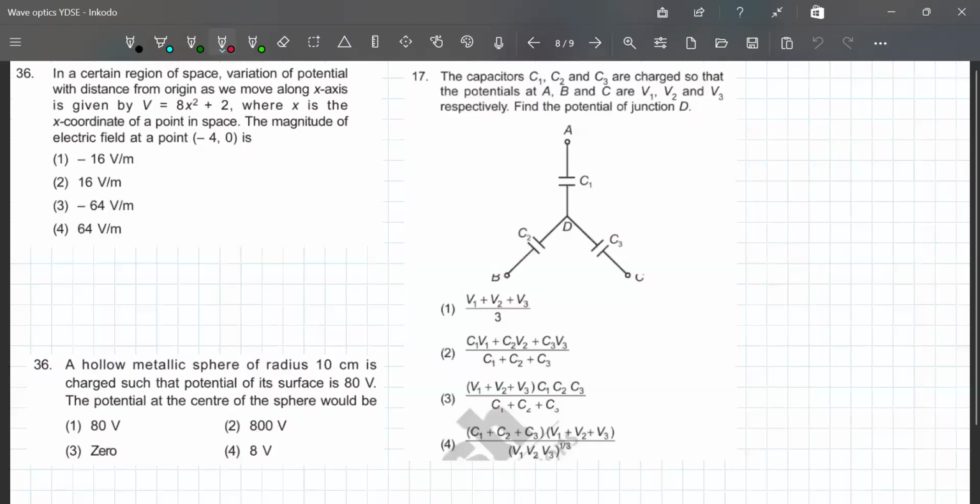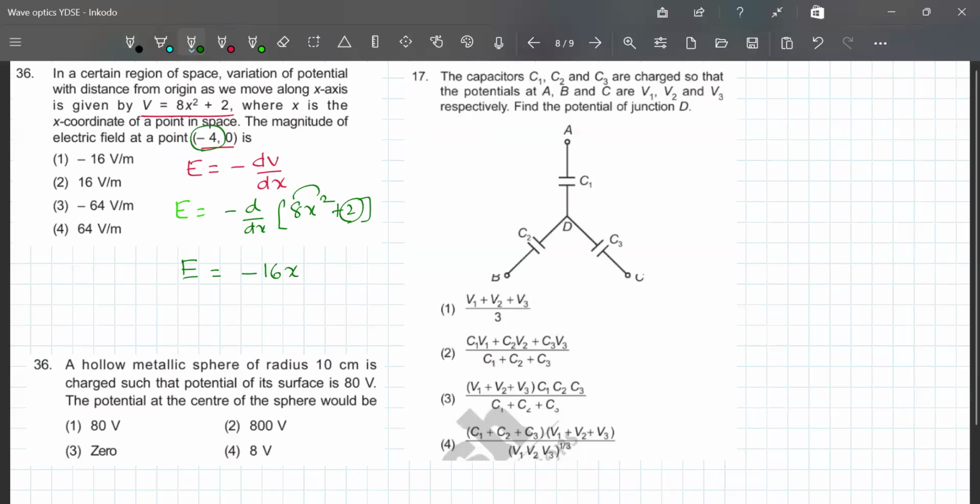Next, see the next problem. Here, in a certain space, the potential is given, and they ask what is the field. We have the formula E equals minus dV by dx. Then E equals minus d by dx of 8x square plus 2. 2 is a constant, its differentiation becomes 0. So 8 2s are 16. So E is equal to minus 16 into x.